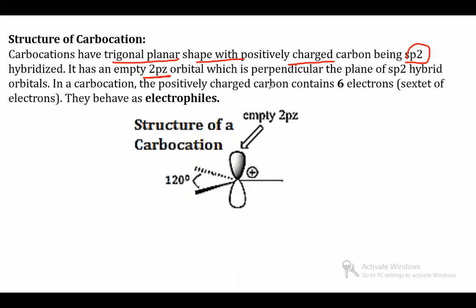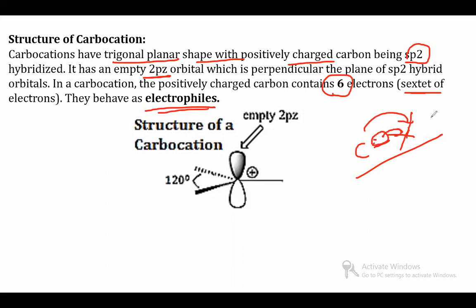In a carbocation, the positively charged carbon has 6 electrons, hence it is called a sextet of electrons, and it behaves as an electrophile, an attacking reagent. We'll be studying attacking reagents, electrophiles and nucleophiles. How does a carbocation form? If any group attached to a carbon is more electronegative, the electrons shift towards that halogen, the more electronegative group than carbon, and the carbon forms a positive charge. That is a carbocation, which acts as an electrophile. Electrophiles are positively charged ions, right?